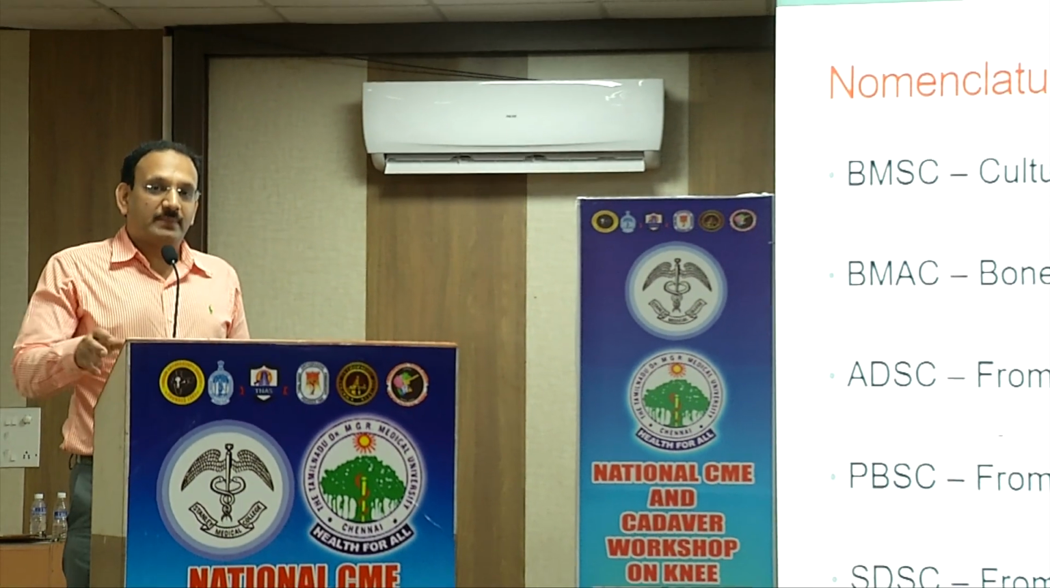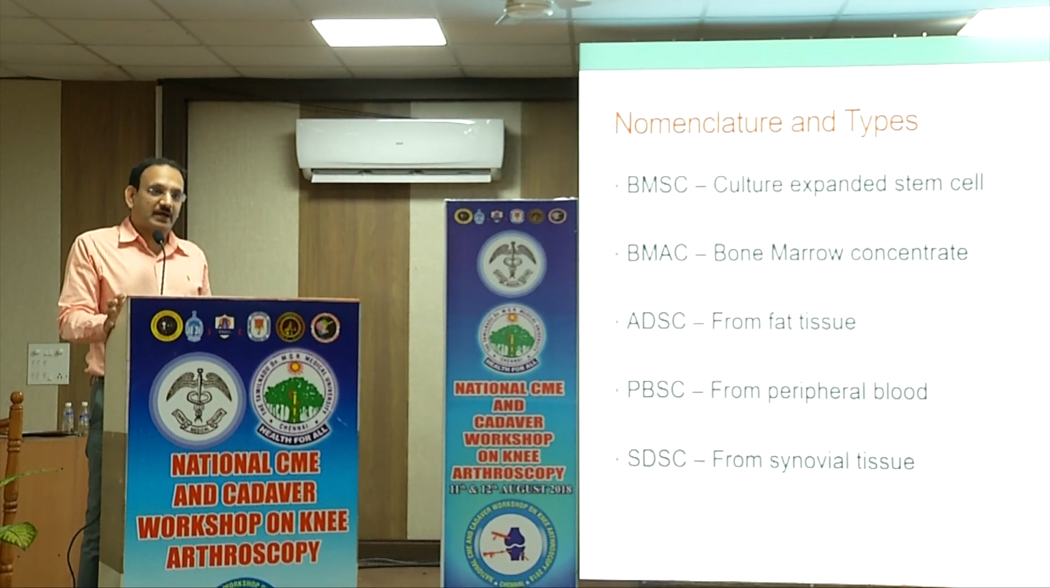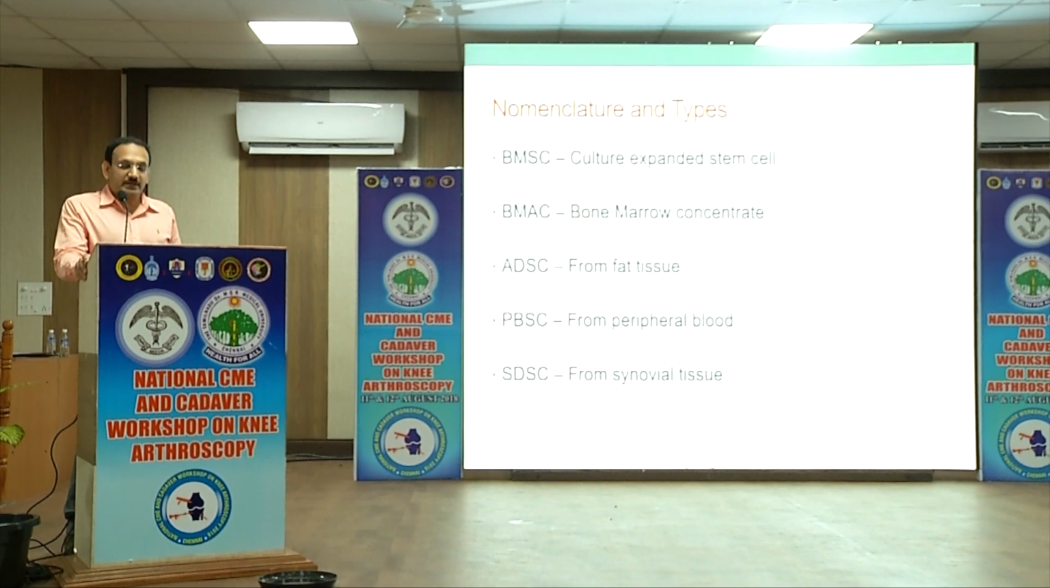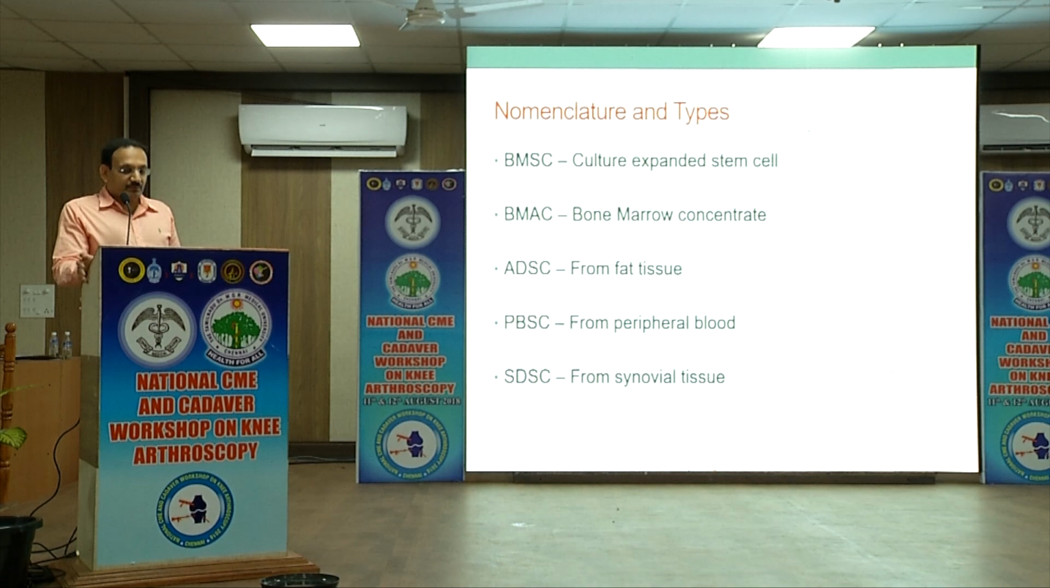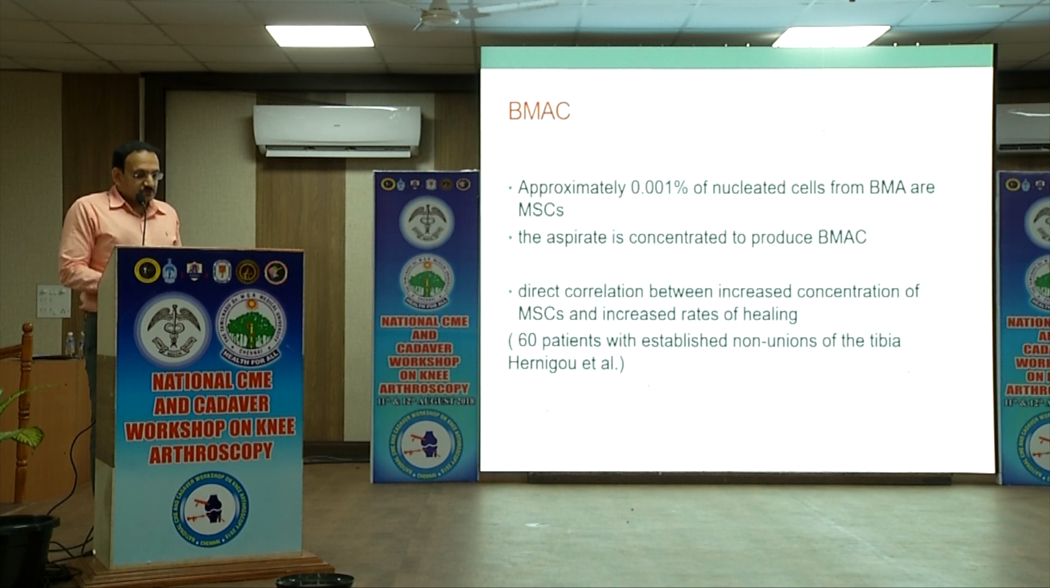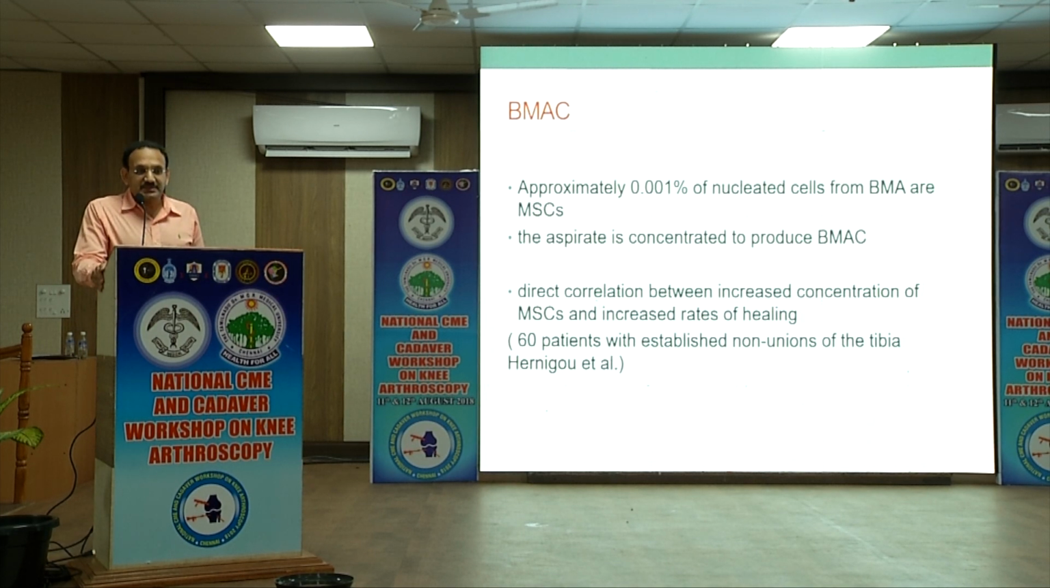What are the sources? Various sources have been utilized, like bone marrow, adipose tissue, and even peripheral blood cells and synovial tissue. The only limitation with peripheral blood cells and synovial tissue is that they have very few cells, so you have to expand them in the lab to get more mesenchymal stem cells. Whereas adipose tissue and bone marrow are readily available in good numbers, so they can be utilized in the theater itself rather than by in vitro expansion. The most commonly harvested source is bone marrow, and only about 0.01% of the bone marrow aspirate has mesenchymal stem cells, hence we have to concentrate it to get adequate numbers.